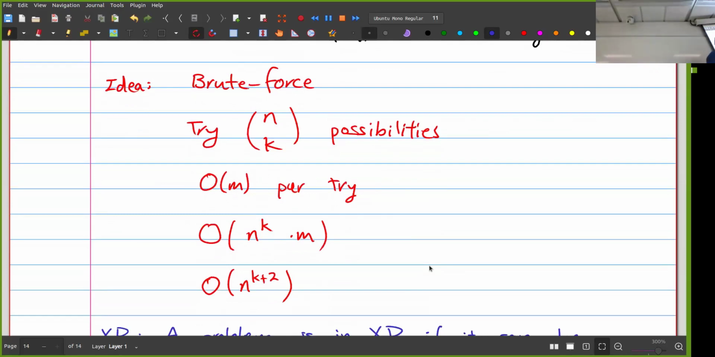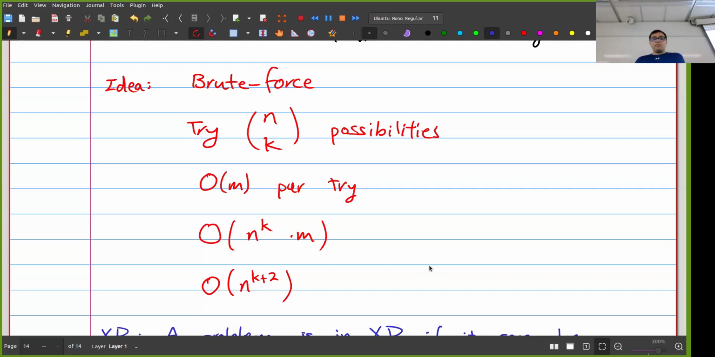And this is my runtime, n to the power of k plus 2. Let's say my k is small. Let's say I'm looking for vertex covers of size 5. So this is n to the power of 7. Now, yeah, that's polynomial. If someone guarantees to me that k is always 5, it's polynomial, but it's a bad polynomial. Right? The degree of the polynomial depends on k.